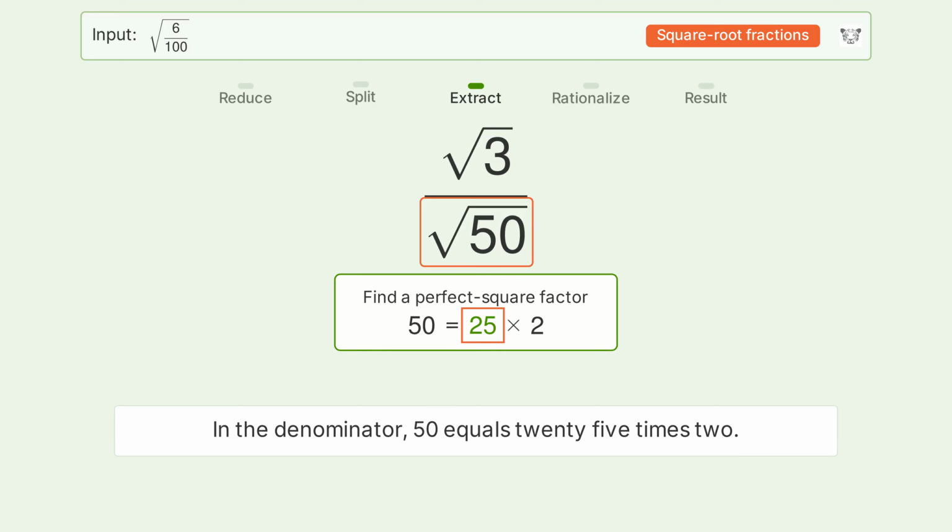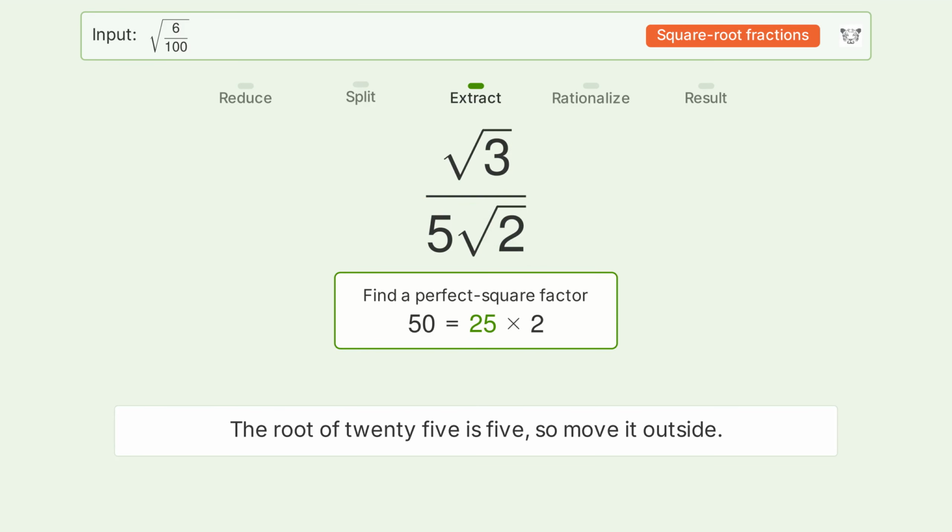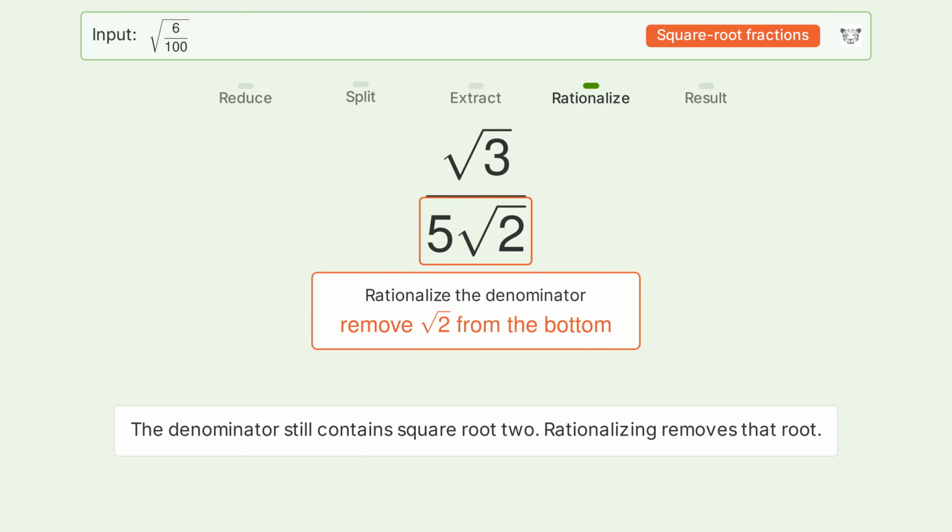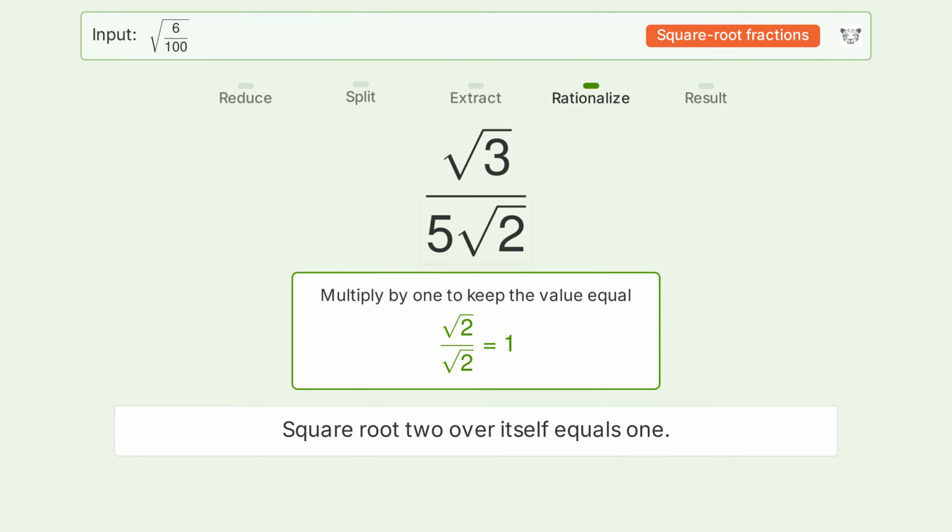In the denominator, 50 equals 25 times 2. The root of 25 is 5, so move it outside. The denominator still contains square root 2. Rationalizing removes that root. Square root 2 over itself equals 1.